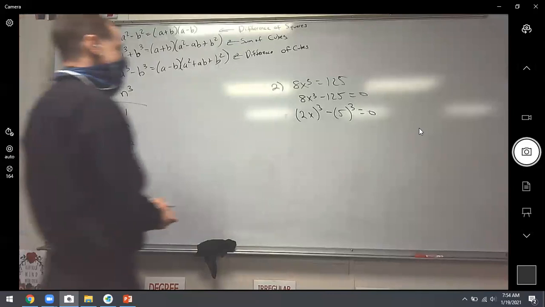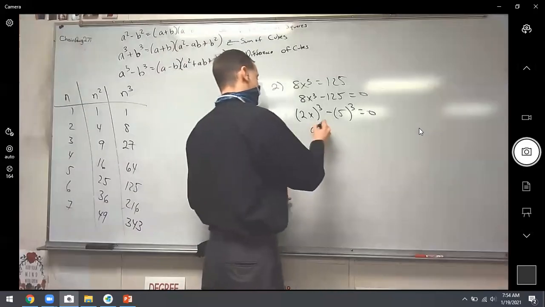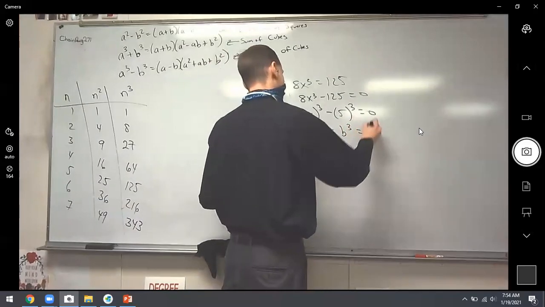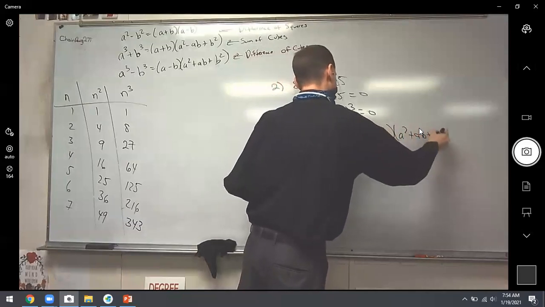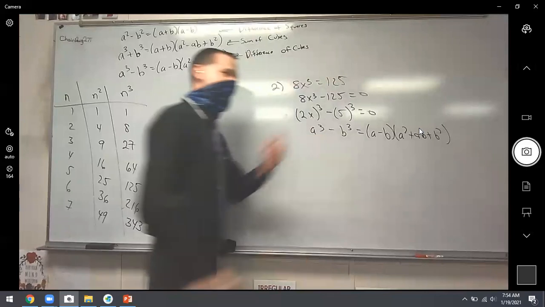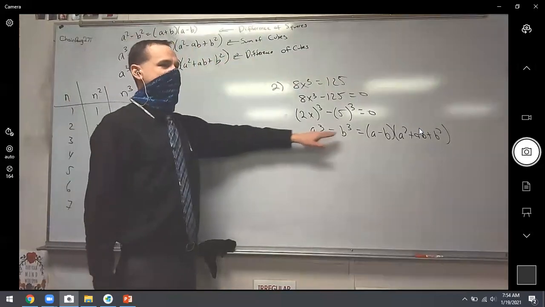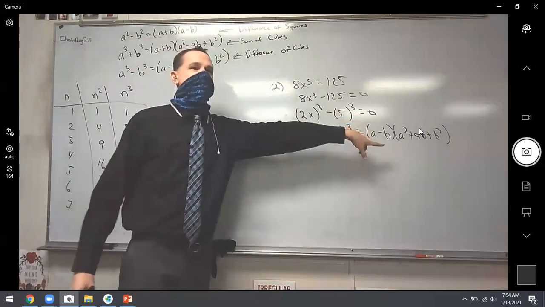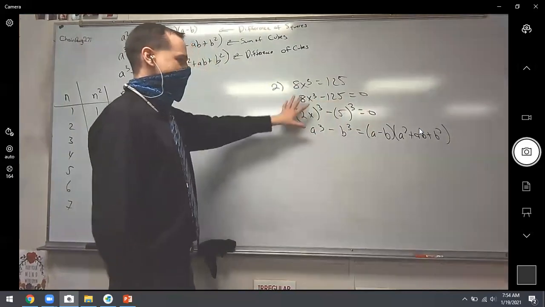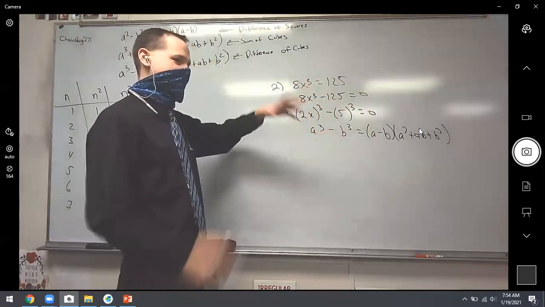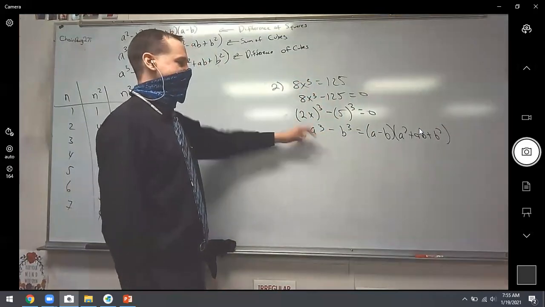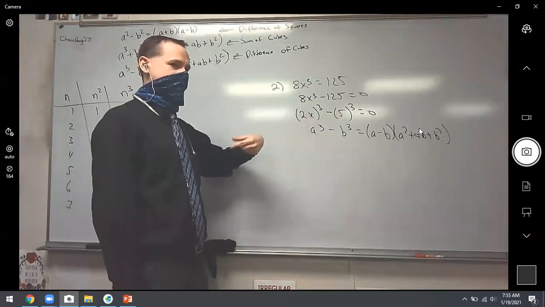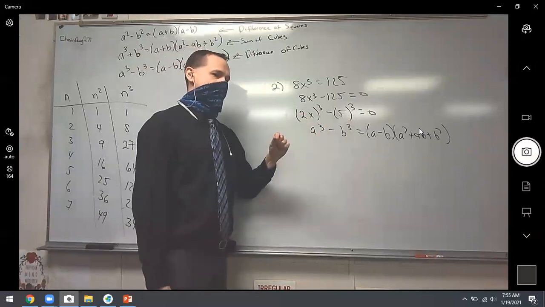And if you need to, line it up with the formula. Here's the formula for the difference of cubes. It's on the board right there. Nothing new, but here's my formula. Something cubed minus something else cubed can be factored into this stuff right here. So you've got to see what things represent. When you use equations, you've got to think outside the box just a tad and think, okay, well, what does a mean? A in this case is 2x, right? And b in this case would be 5.